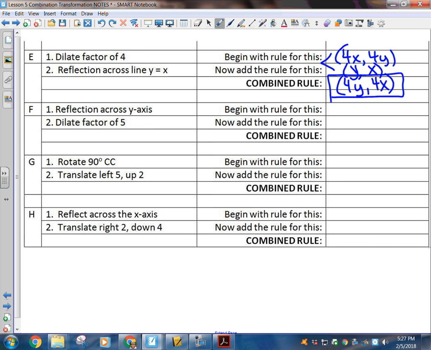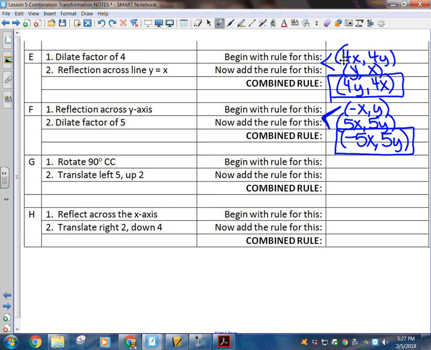All right, letter F, reflection across the y-axis. So I want to go opposite of x's, y's stay the same. Dilate by a factor of 5, 5 times every x, 5 times every y. What I'm going to do is try to combine these two together. So the first one goes opposite, and it has to be multiplied times 5 with an x. x stays in the front, y stays in the back. Here, everything just gets multiplied times 5y.